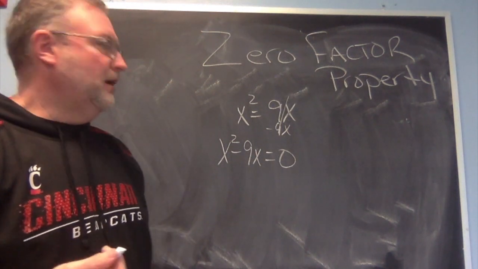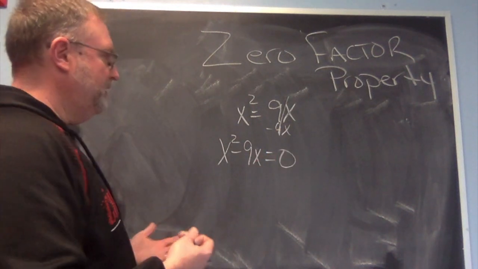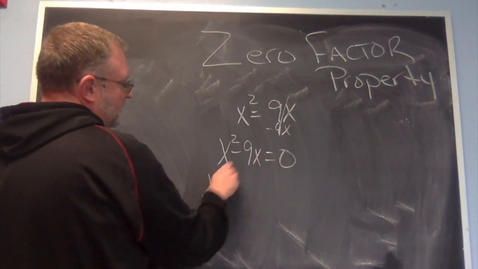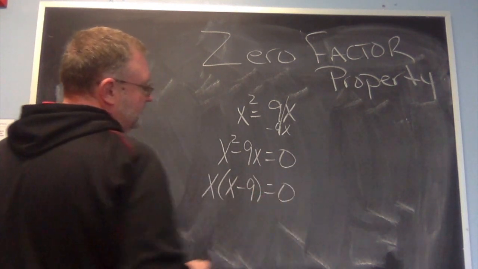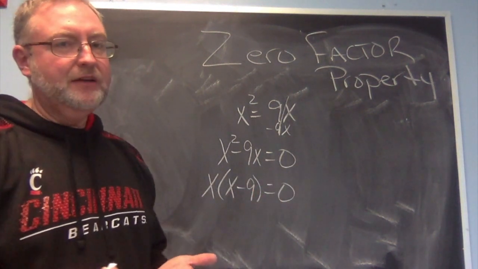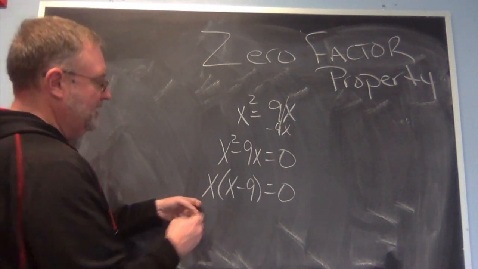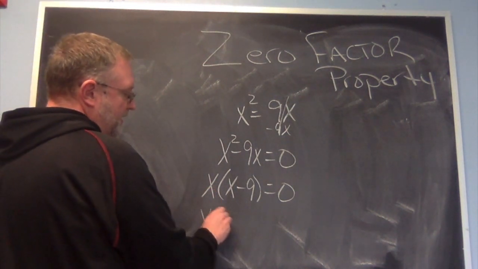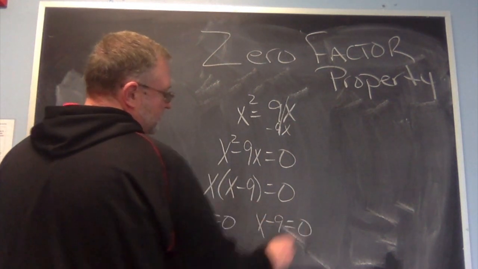Now I can't backwards FOIL, so I'm going to factor out the x, which leaves me with x times x minus 9 equals 0. I can't do any other factoring with this, so I'm going to find my two answers by taking just the x, which is by itself, x equals 0, and then x minus 9 equals 0.